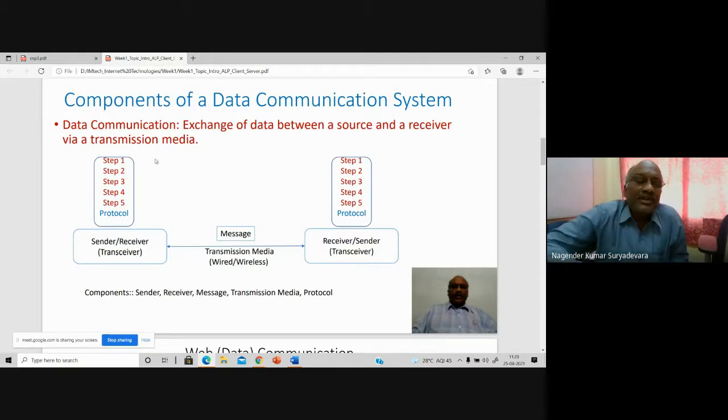So in between the transmission, there is something else here. That information which is exchanged is basically called a message, technically in the communication terminology. And the data or the message that is being exchanged between those devices can be either wired or wireless. Nowadays, wireless technologies are very advanced.